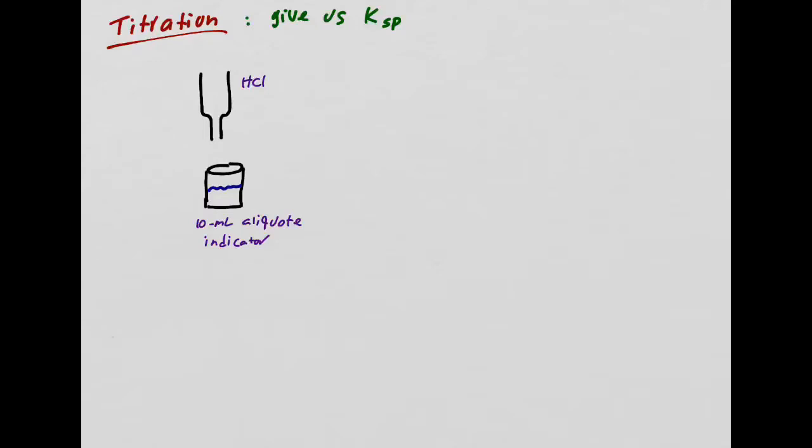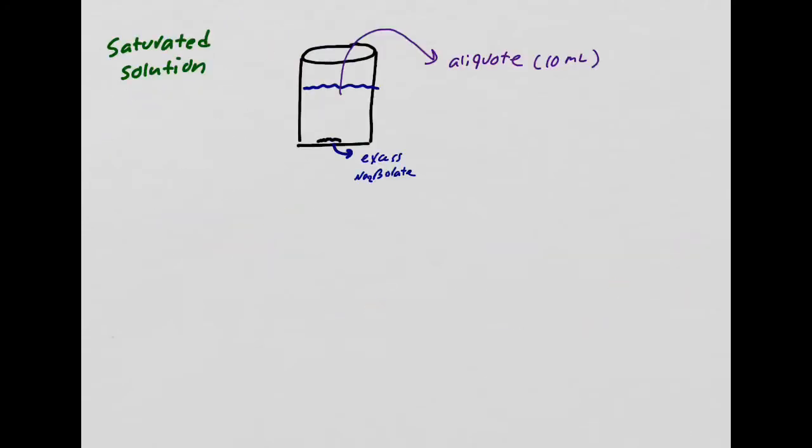Now, I know you know this, but I want to say it one more time just to make sure we're on the same page. You don't forget about the big picture. Remember, we made a saturated solution. We added as much sodium borax as we could. We took an aliquot, a sample of this solution.